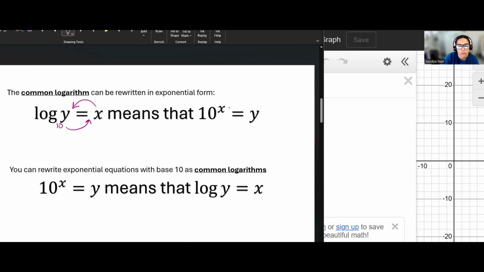If we have 10 to the x equals y, remember we can turn that into a logarithm by saying, well, this is the log base 10, right? Because it's always going to have the same base. Log base 10 of y equals x, because remember we can draw the arrows to help guide us. Well, we don't usually write it as log base 10. When it's base 10, we're just going to write it as log of y equals x.